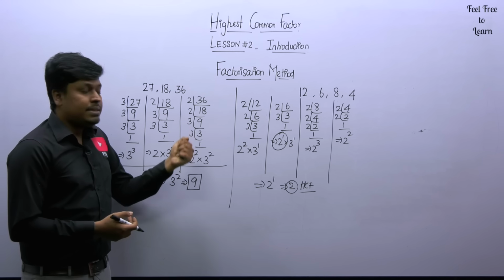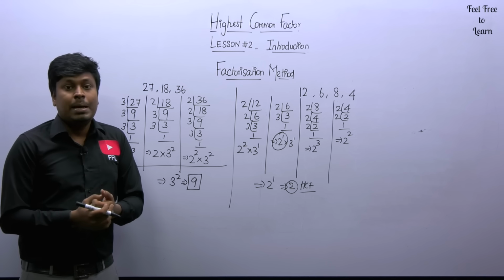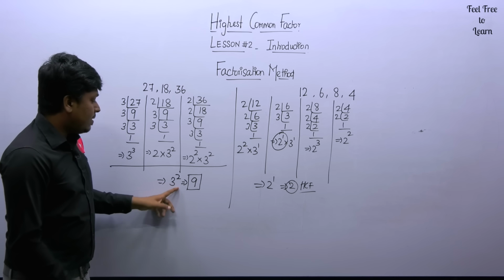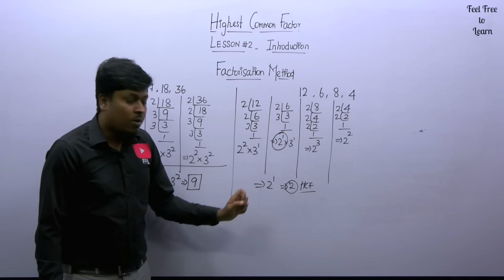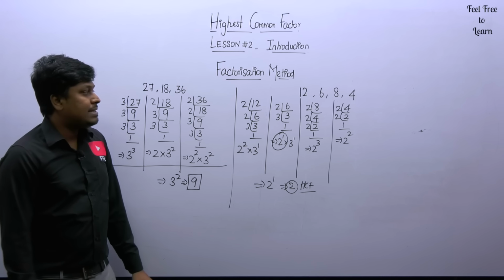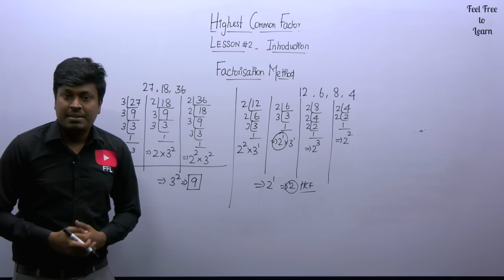But here in the HCF we will be seeing the common numbers, but that number should be the lowest among all. So the lowest among all will be 3 square here, and the lowest among all is 2 power 1. So finally this is the way we usually find the HCF by using the factorization method.